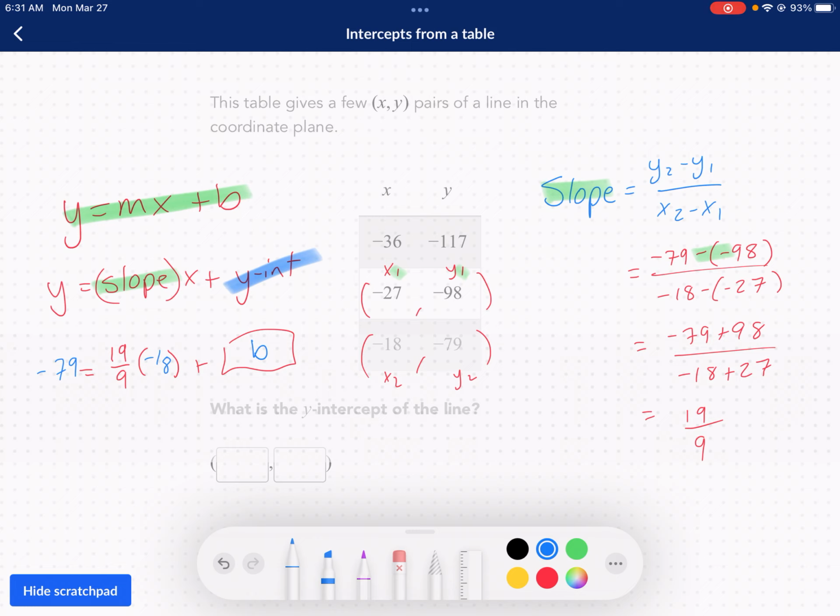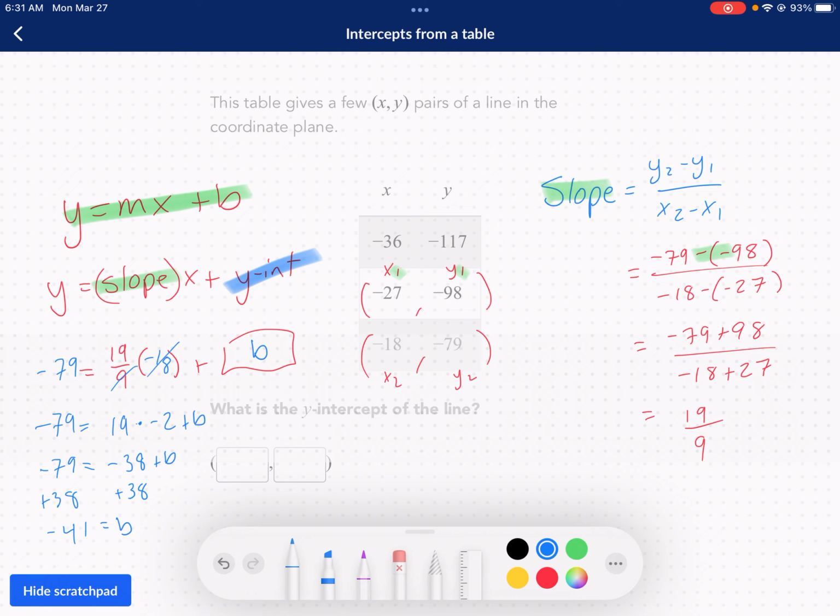You could use a calculator here. I'm going to simplify a little bit. I know that's going to reduce to 2. So I have 19 times -2 plus b equals -79. So now I do 19 times -2, and I get -38 plus b equals -79. And now I have to add 38 to both sides to get the b by itself. So I have -79 plus 38. It's going to be a negative, and it's going to give me -41.